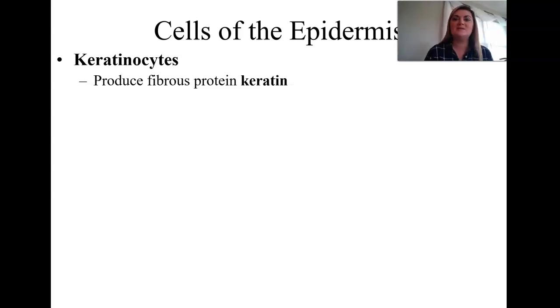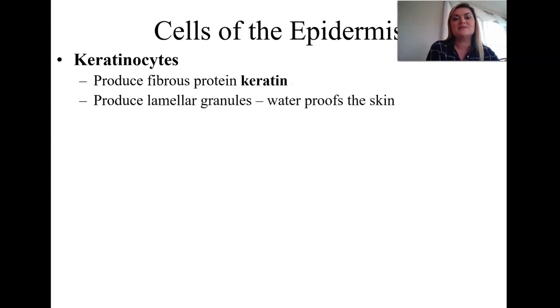All right, so what these keratinocytes do, they will produce a fibrous protein called keratin. This protein is going to be waterproof, it's going to be very tough, it's indigestible, and so this actually helps that animal in a protective sense. So it produces lamellar granules. These are going to help waterproof the skin.